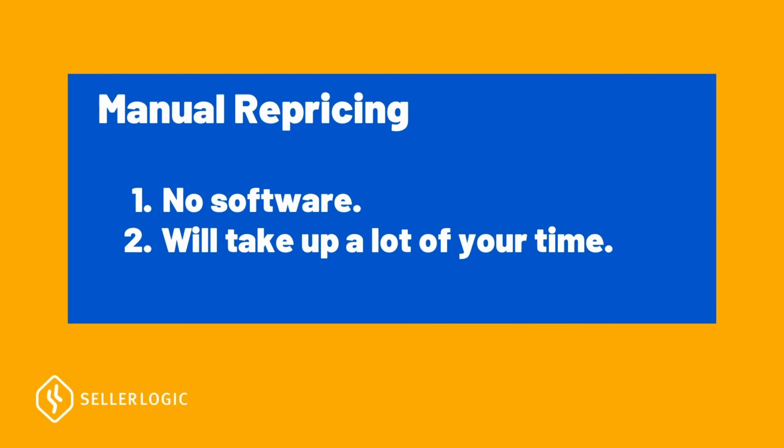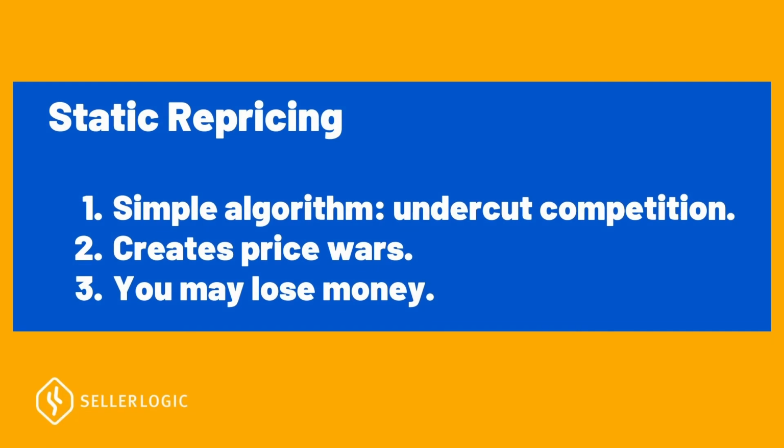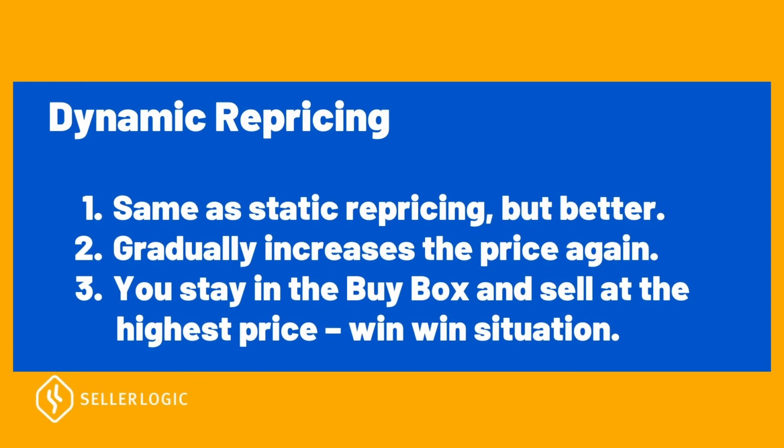Okay guys, just to summarize, there are 3 forms of repricing: manual repricing, static repricing, and dynamic repricing. Manual repricing basically means that you are old school. You do it all by yourself. You don't use software, which is cool, but you have to be aware that it will take up a lot of your time that you can spend elsewhere just as efficiently. Static repricing means that you use software, but the software only works according to one algorithm, which is undercut the competition, win the buy box at any cost, quite literally. The disadvantage, of course, is that it might lead to price wars, and you have to be ready to sometimes sell under value and maybe lose some money.